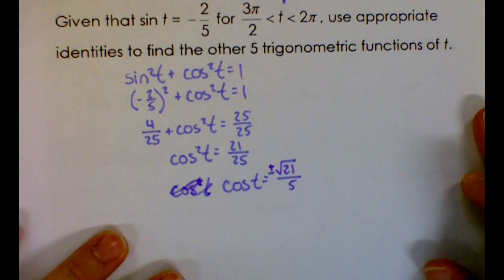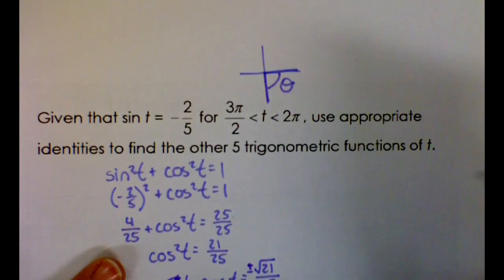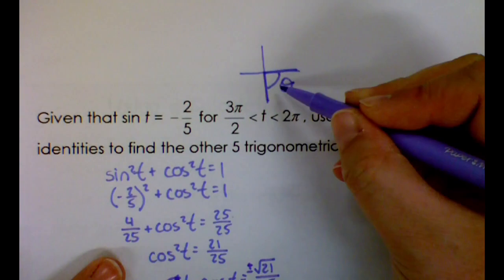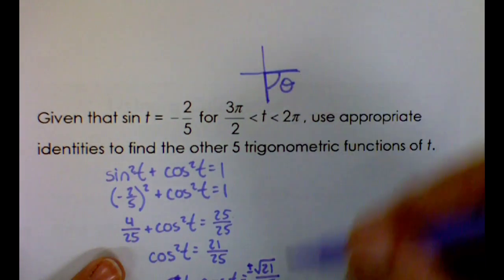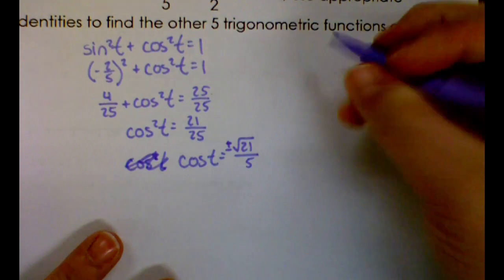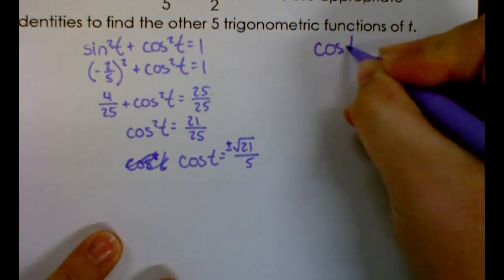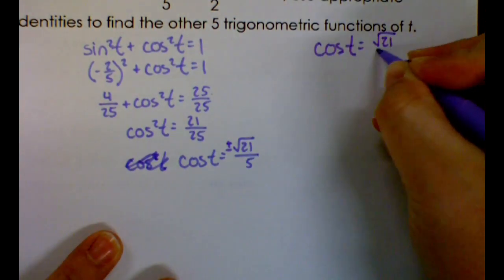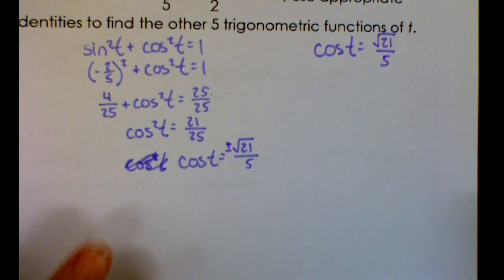Let's think about this. The cosine corresponds to the x value, and in the fourth quadrant of the unit circle, x values are positive. So we know that in our final answer, the cosine is positive square root of 21 over 5. Then we'll go to tangent.